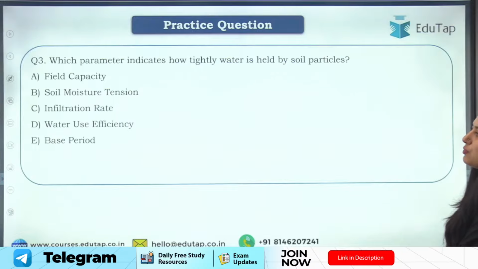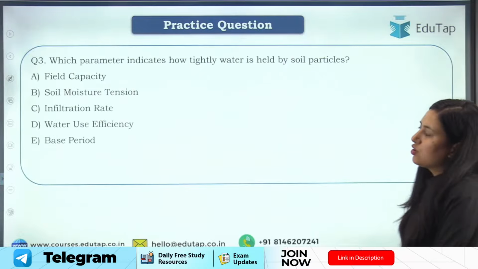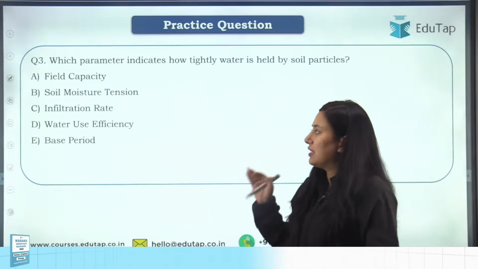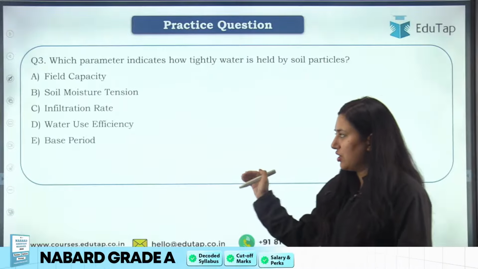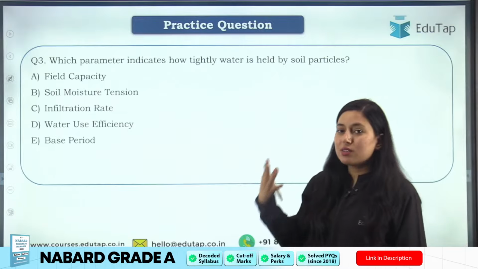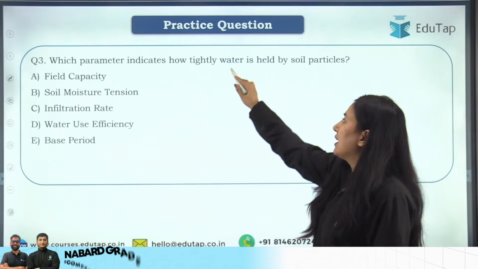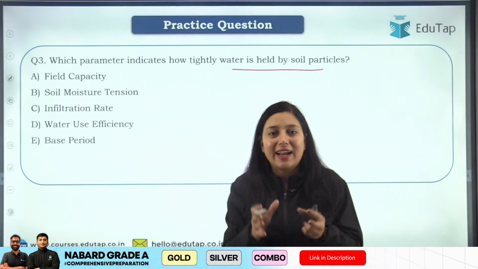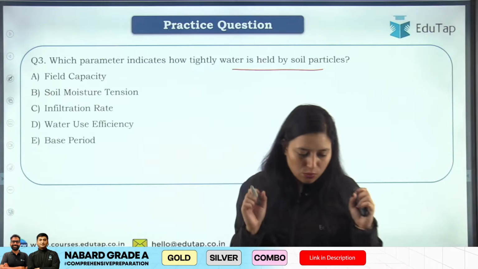Next question for you: which parameter indicates how tightly water is held by the soil particle? Okay, so you have to tell me out of the given options: field capacity, soil moisture tension, infiltration rate, water use efficiency, base period. Which of these indicates how tightly water is held in the soil? Okay, so what will be the answer?